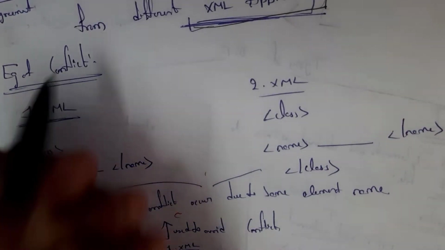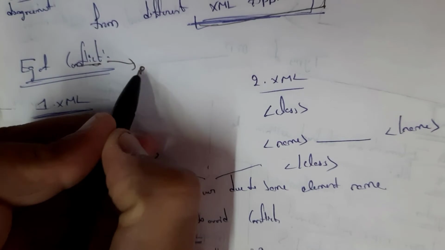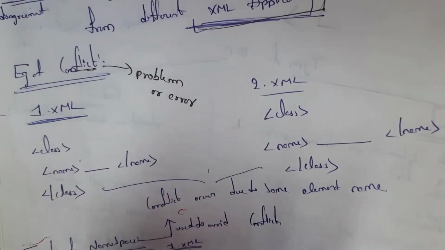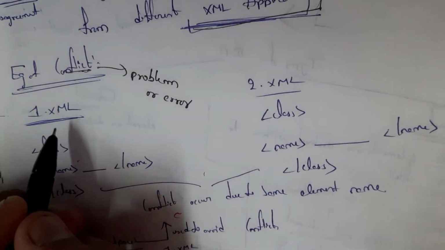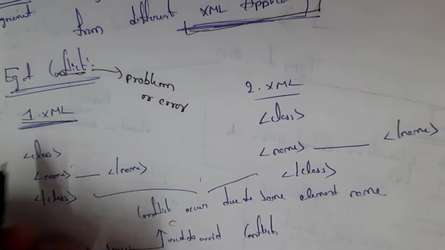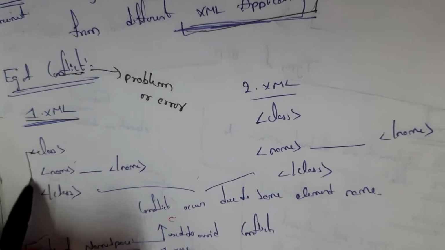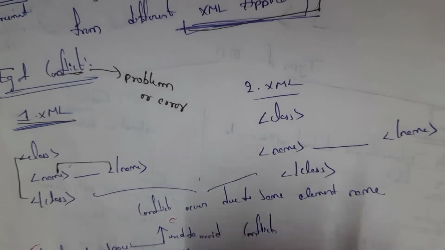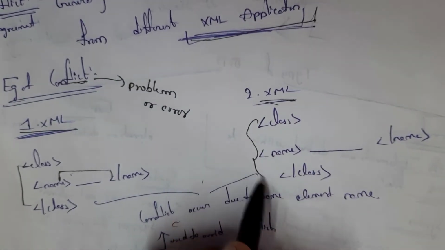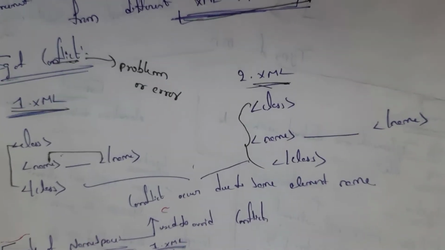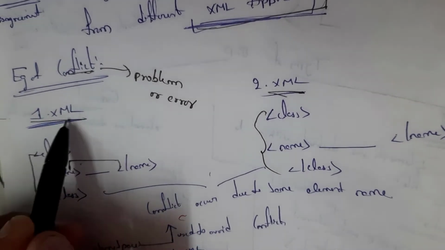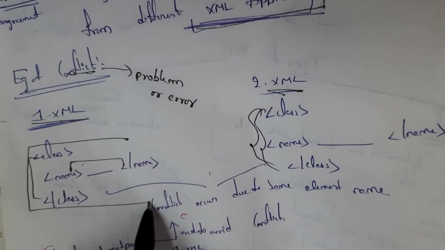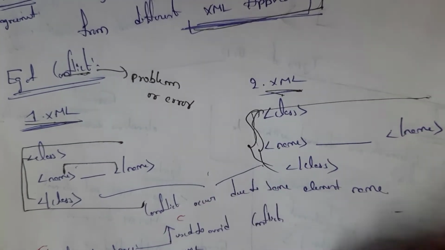Conflict is nothing but a problem or error. See how this error occurs. First, there is one XML document, that is class, and inside class there is name. And similarly, there is another XML document. It is also the same as this XML1 document. Both XML1 and XML2 are the same. It contains class, name. Similarly, this also contains class and name.